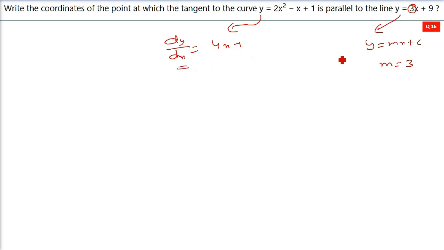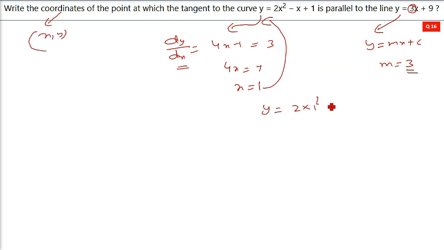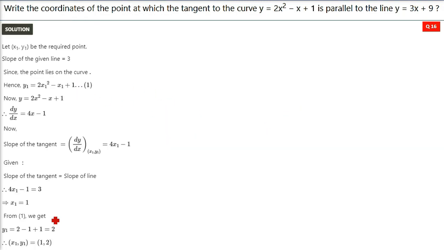Now this slope and this slope is equal. So equate this. 4x minus 1 equal to 3. 4x will be equal to 4. X is equal to 1. Now this x equals 1 is already known. We need to find out the coordinates. This x equals 1 can be placed in this equation. So it will be 2 into 1 square minus 1 plus 1, that is going to be equal to 2 only. Y equals 2. So what are the coordinates? X is 1, y is 2. That is the answer. Coordinates is asked. So this is the reference solution for you. You can just follow this.